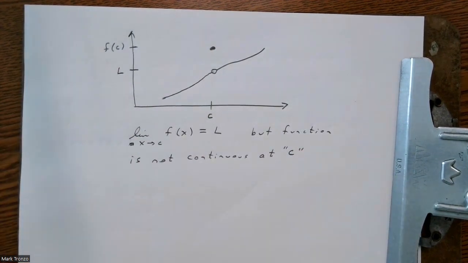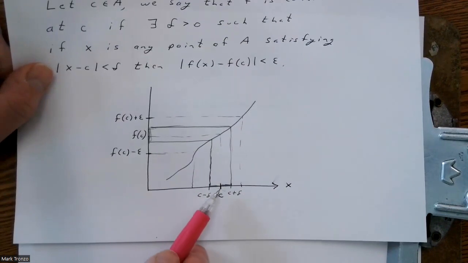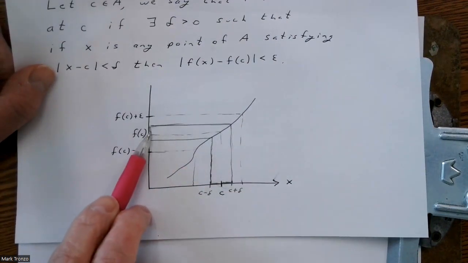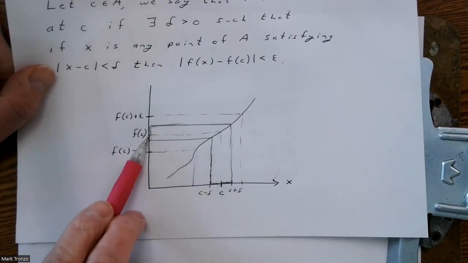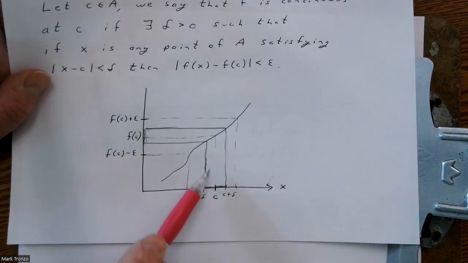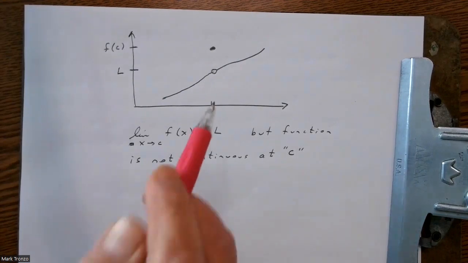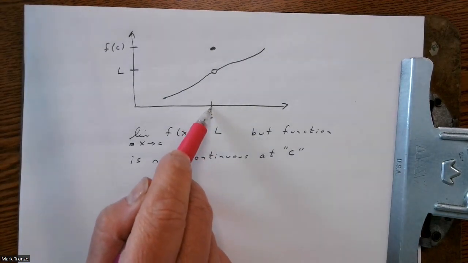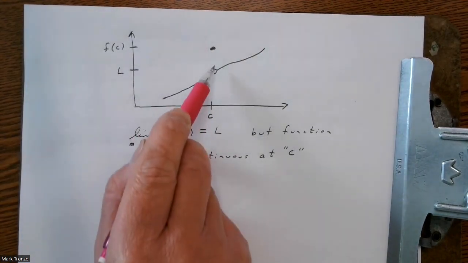Again, it's because by the definition of continuity, you have to be able to map every point into this interval. You have to be able to find the delta for every point, including c itself. Whereas for the limit, it's okay to have c be a different value.